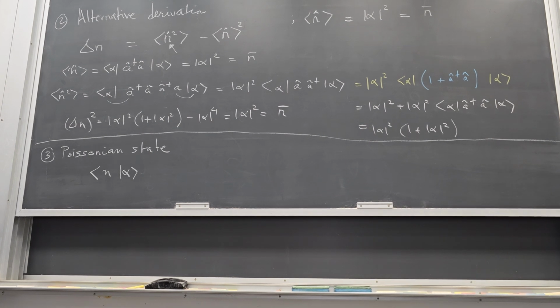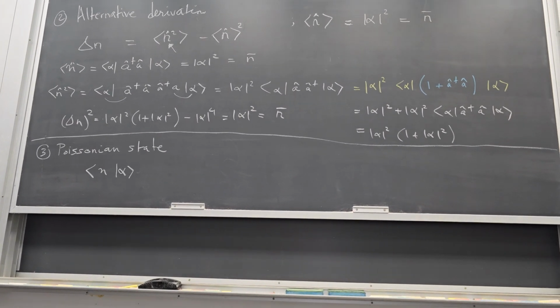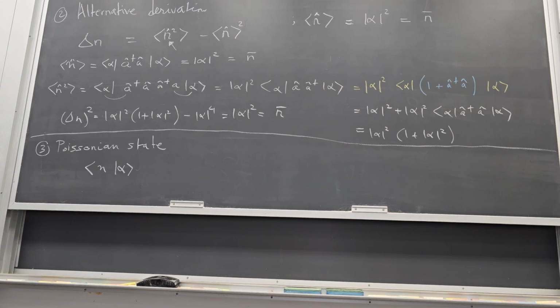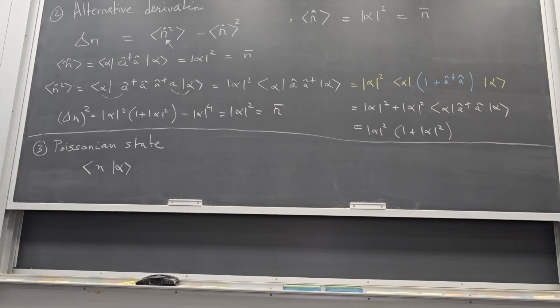Can you please repeat the last point you said about the probability distribution? How does this give the Poisson distribution? Why does this give it? So we'll find out what kind of distribution arises.